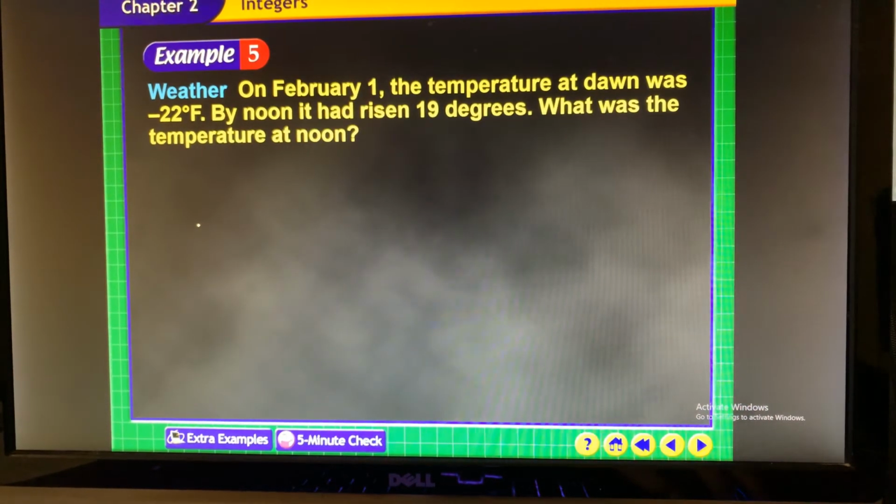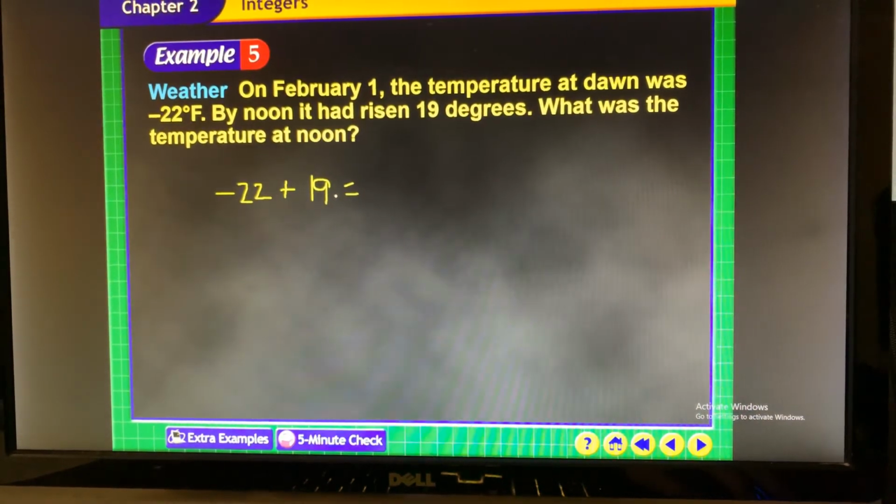On February 1st, the temperature at dawn was negative 22. By noon, it had risen 19 degrees. So negative 22, but then it went up 19 degrees. What is the temperature at noon?